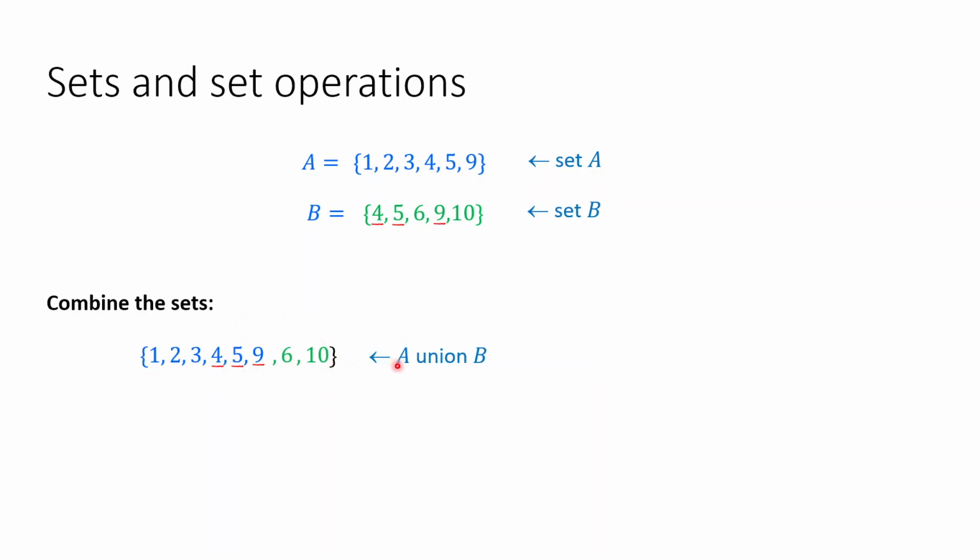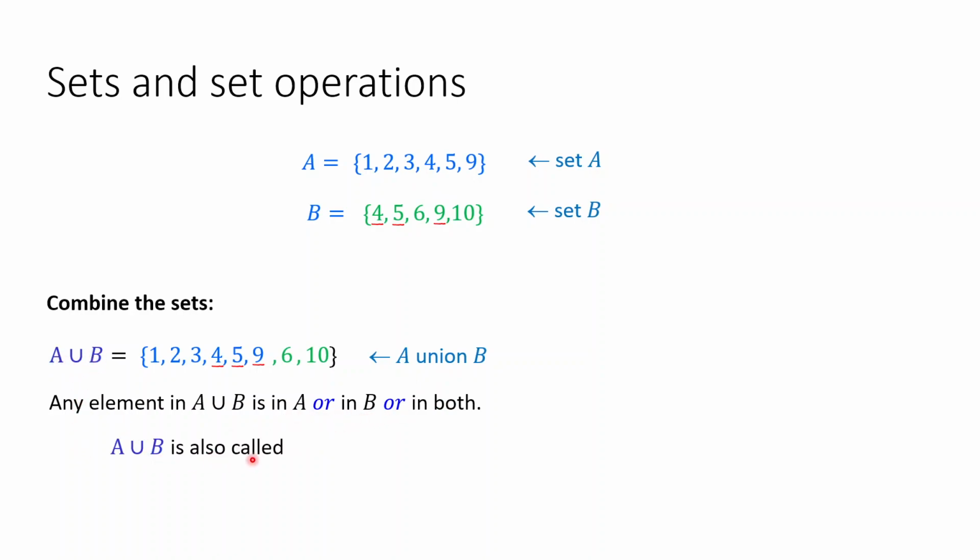This is called A union B. We write A union B as A, the symbol B. This is the symbol for union. So this is A union B. If you take any element in A union B, that element is in A or in B or in both. For this reason, this A union B is also called A or B.